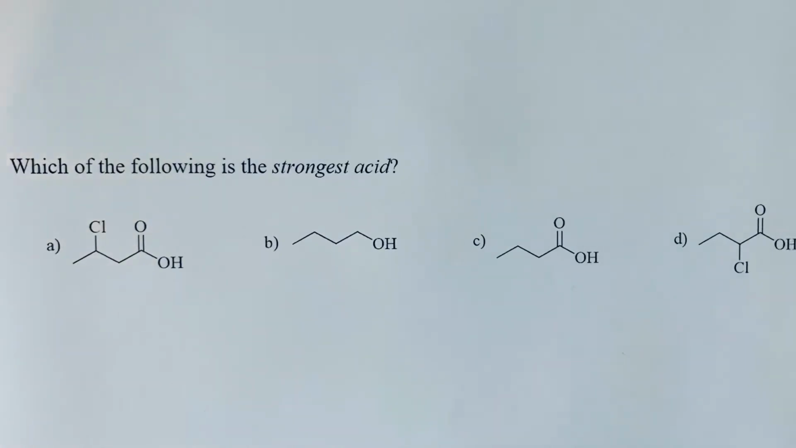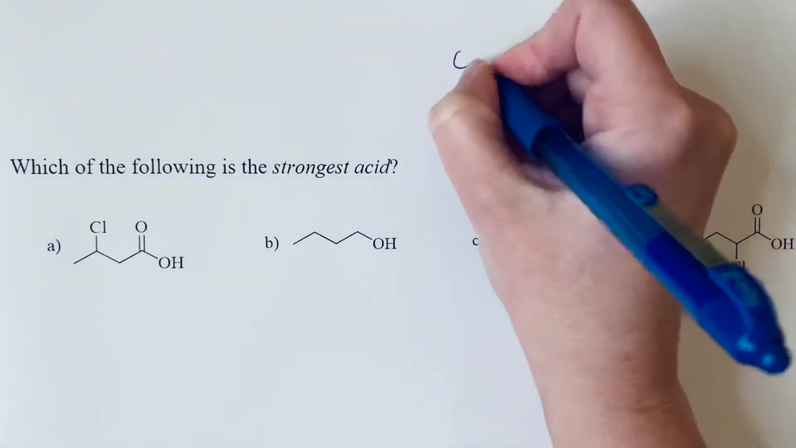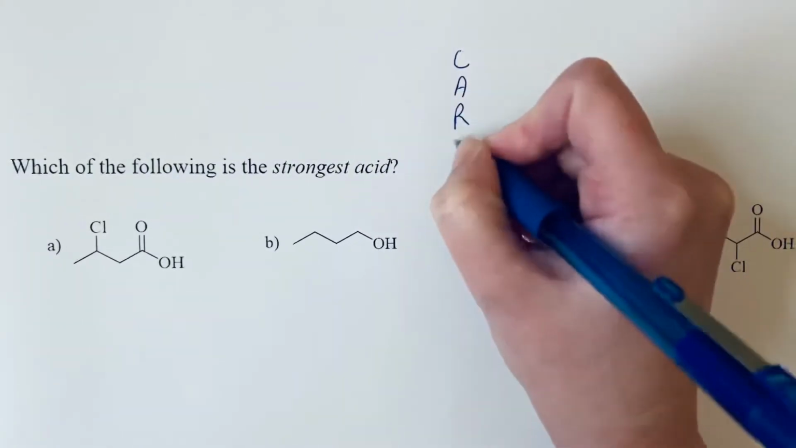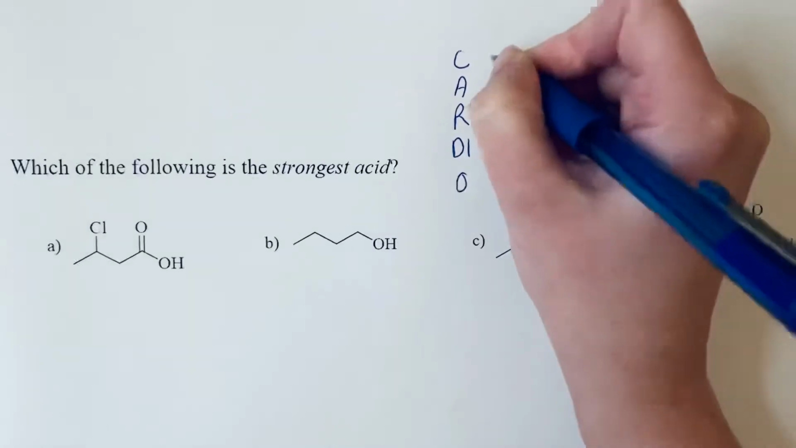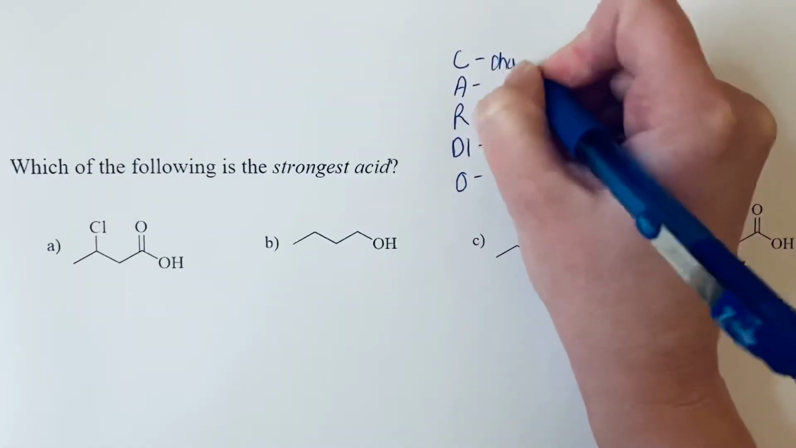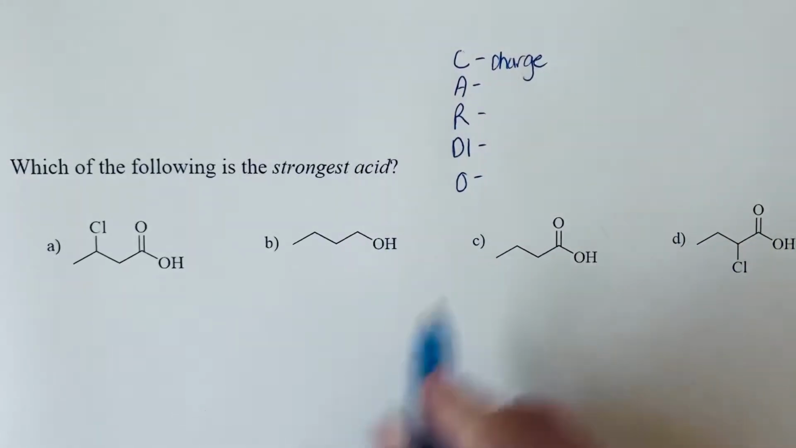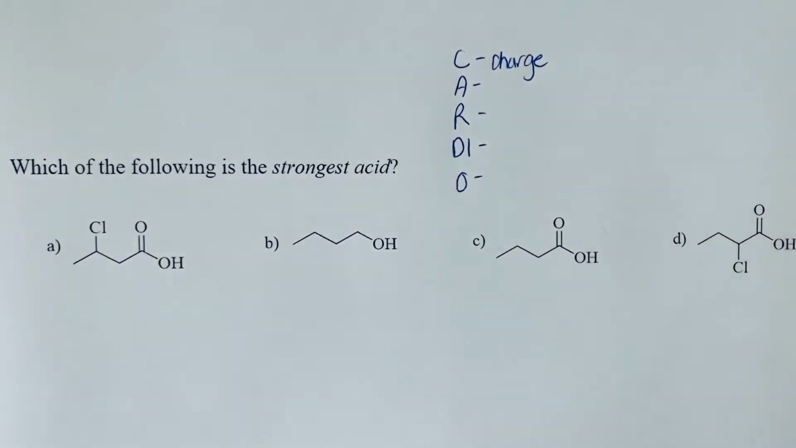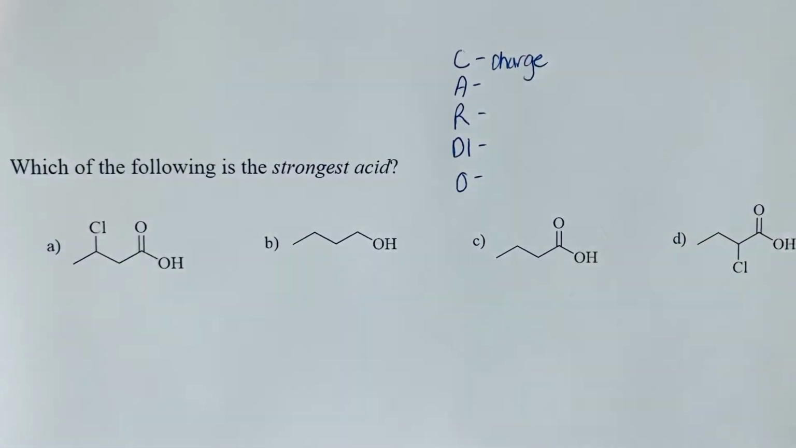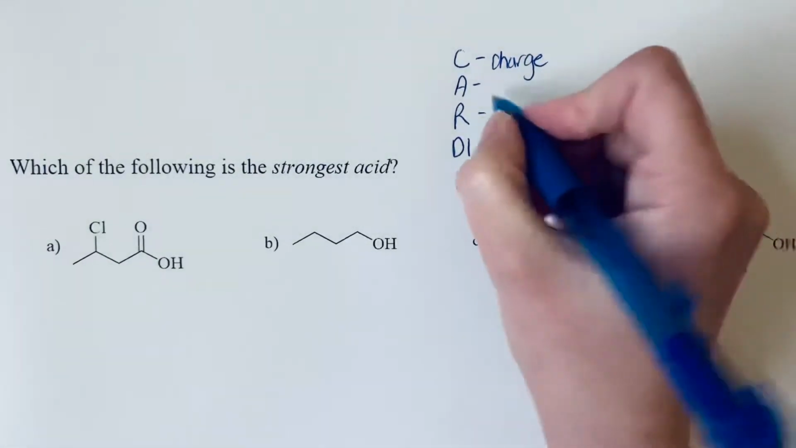So we're going to use the trend that we have been using for a while now to evaluate acidity, and that is the CARDIO trend. So we'll write this out quickly. C is for charge. That's what tells us, for instance, that protonated water with a positive charge is more acidic than neutral water. We don't see any charges here, so that's not going to come into play.